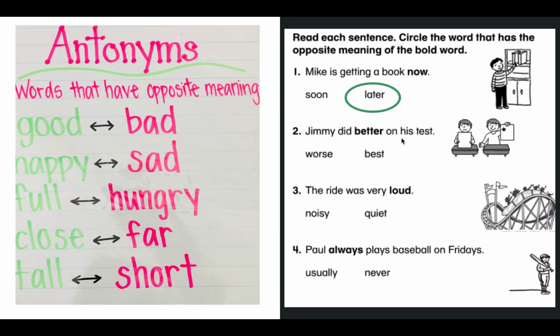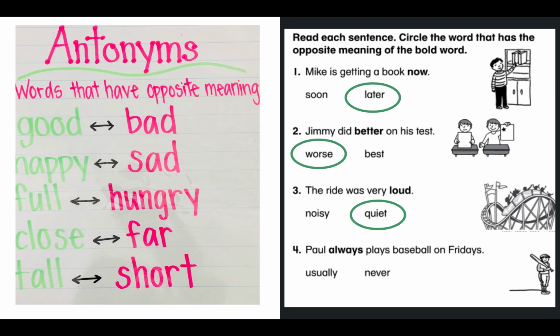Jimmy did better on his test. Jimmy did worse or best? What is the opposite of better? That's right, worse. Jimmy did worse on his test. Maybe he didn't study. Number 3. The ride was very loud. What's the opposite and the antonym of loud? Is it noisy or quiet? That's right, quiet. The opposite of loud is quiet.